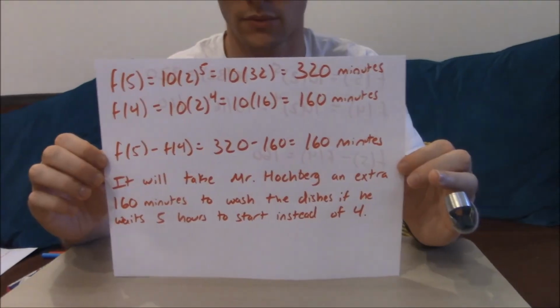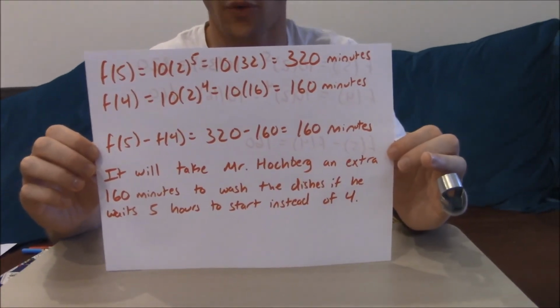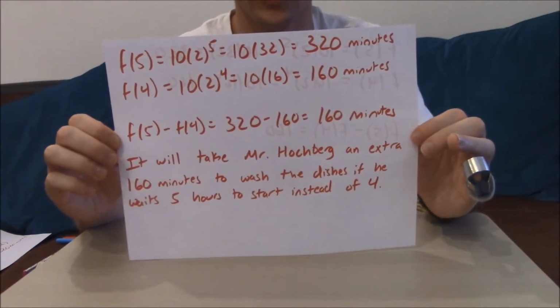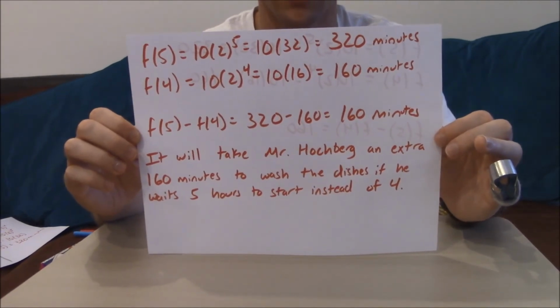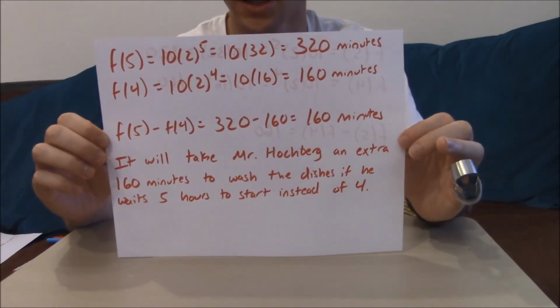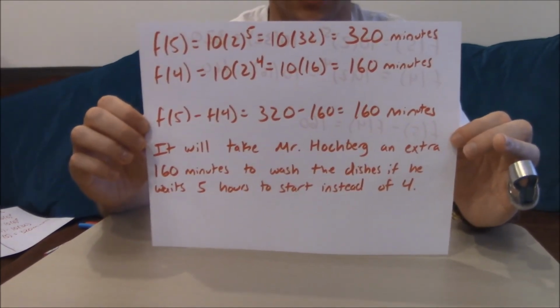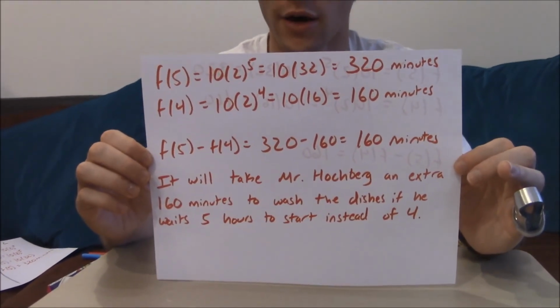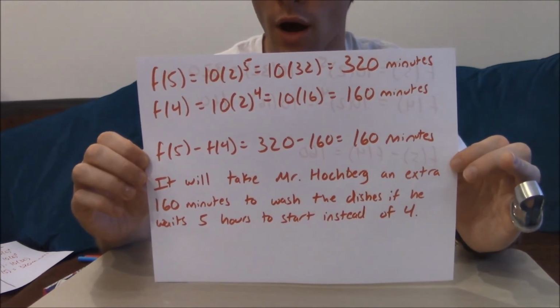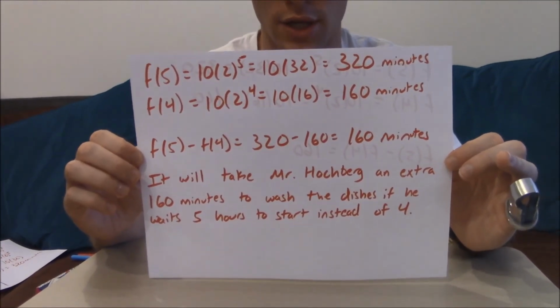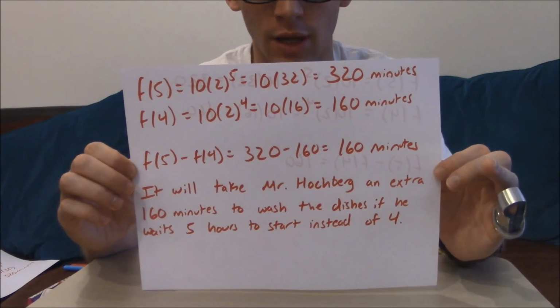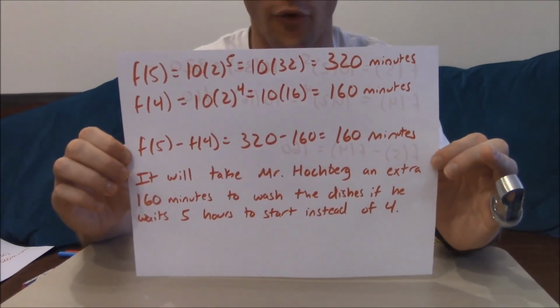And come back together in 3, 2, 1, time. In this case, we can see that it would take 320 minutes if I waited 5 hours to start washing the dishes, and it would take 160 minutes if I waited 4 hours to start washing the dishes. Therefore, I know it would take me an extra 160 minutes to wash the dishes if I waited 5 hours to get started instead of only waiting 4 hours to get started.